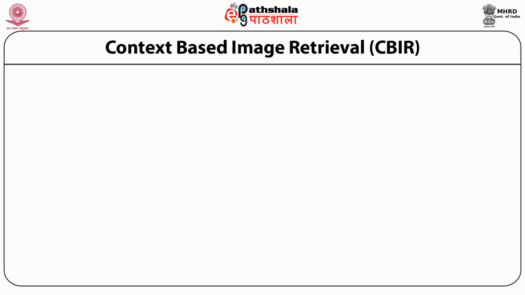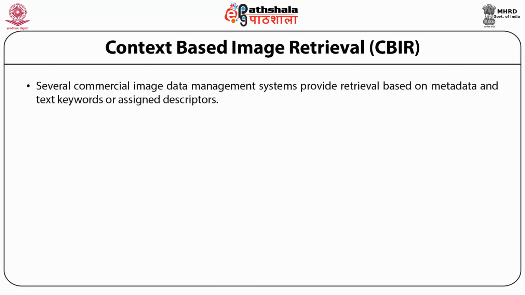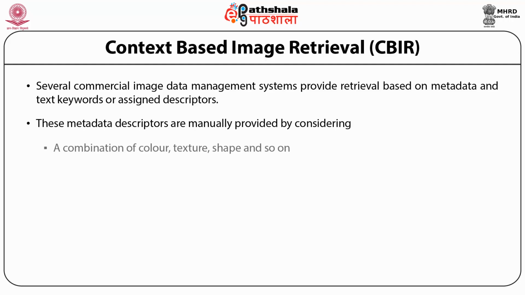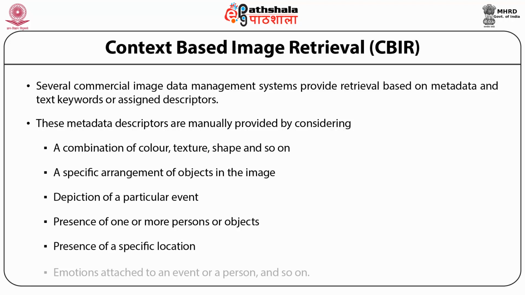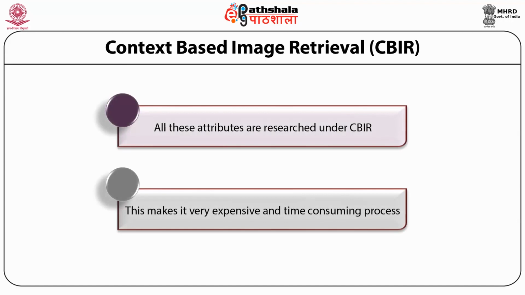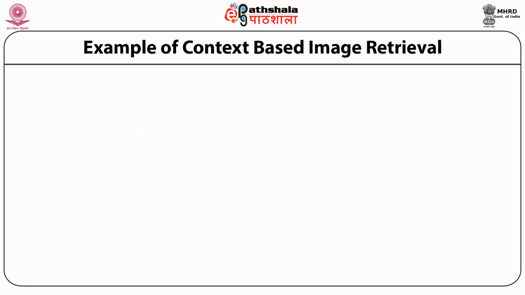Context-based image retrieval (CBIR). Several commercial image data management systems provide retrieval based on metadata and text keywords or assigned descriptors. These metadata descriptors are manually provided by considering a combination of color, texture, shape, and so on, a specific arrangement of objects in the image, depiction of a particular event, presence of one or more persons or objects, presence of a specific location, emotion attached to an event or a person, and so on. This makes it a very expensive and time consuming process. This is one example of context based image retrieval.